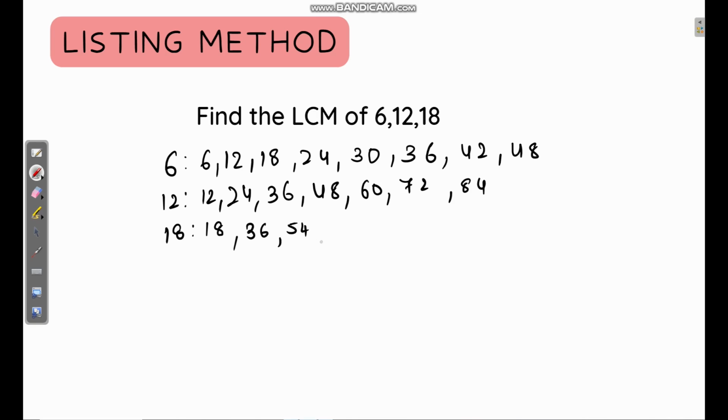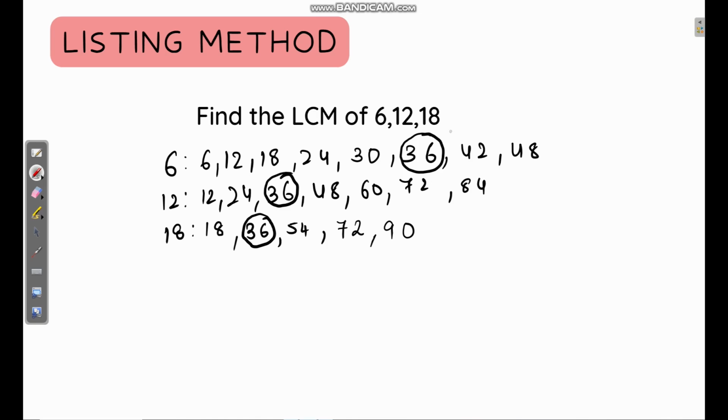Can I find anything that's common? Yes, I can see that 36 is common, but if I want to proceed I can do that. So after 54 I can write down 72, and after that 90. Okay, now let's find out common multiples. So we have to see the number which is common in all the multiples over here. So I can see that 36 is common, so I'll circle 36.